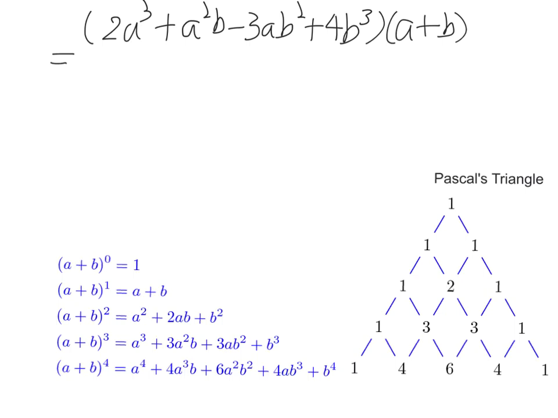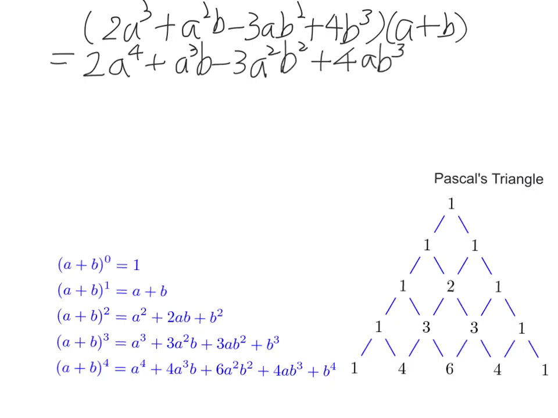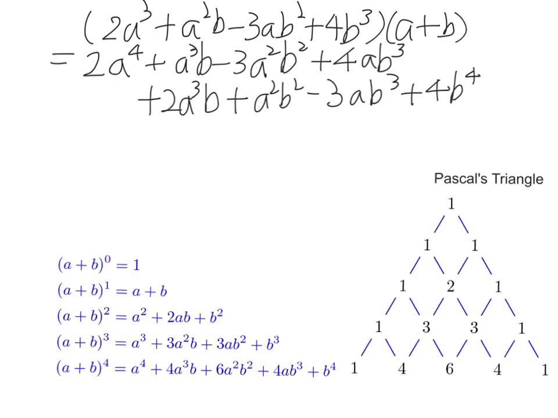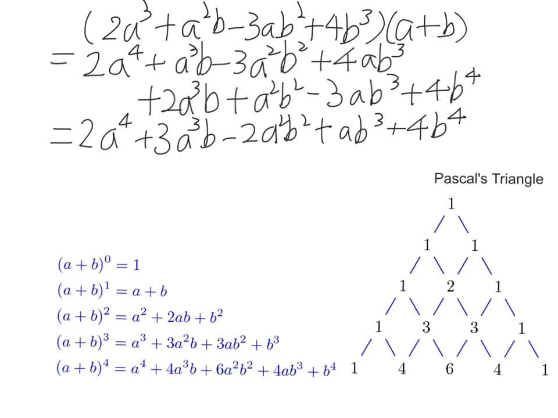When we multiply this by a plus b, I first multiply it by a. I just copy the coefficients and raise the powers of a by 1. And then I have to multiply all the terms by b. Again, I just copy the coefficients and raise the power of b by 1. Next, I will add up all the like terms to obtain the final answer.